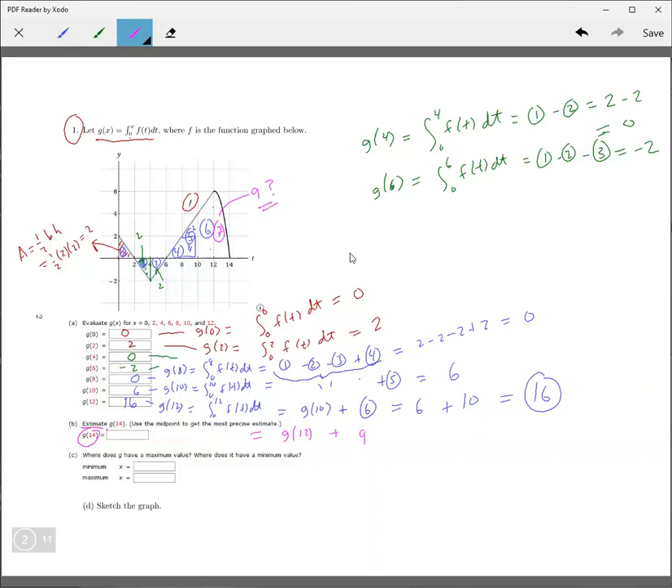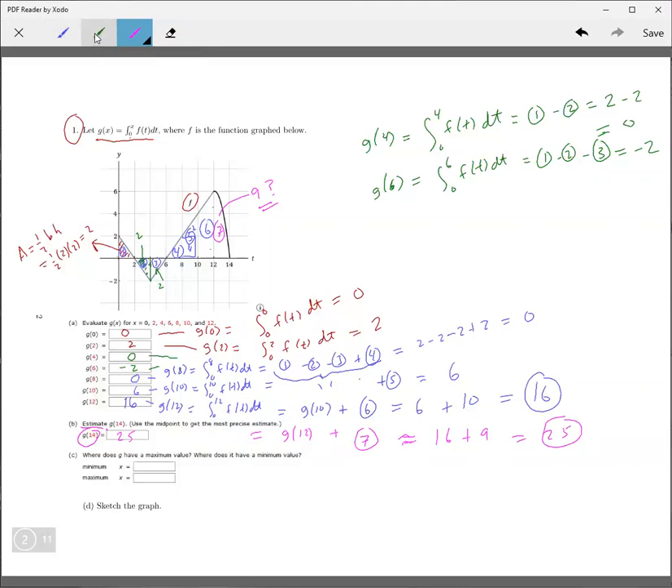Maybe 9. So maybe I should write it like this. This is area 7. So that's going to be 16. This is 16. And then that's about 9. So 25. 25 should work, the answer. Probably a little bit more or less than that is probably also going to work.